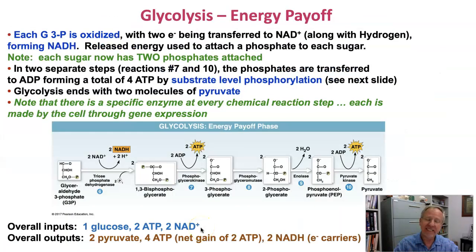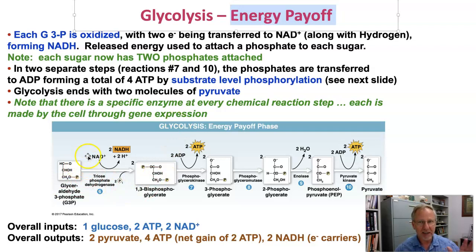So here we're looking at the second half of glycolysis. Remember, there's about 10 chemical reaction steps, and the first half we just covered called the energy investment phase. The second half is called the energy payoff phase, because now we're going to start extracting energy from our fuel molecules and starting to use that energy to make a little bit of ATP. So we're starting to get a payoff. So let's check out the details. The details of what you need to know are summarized as usual on this slide.